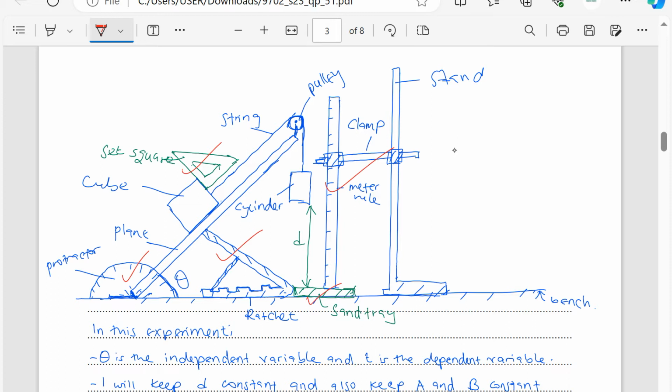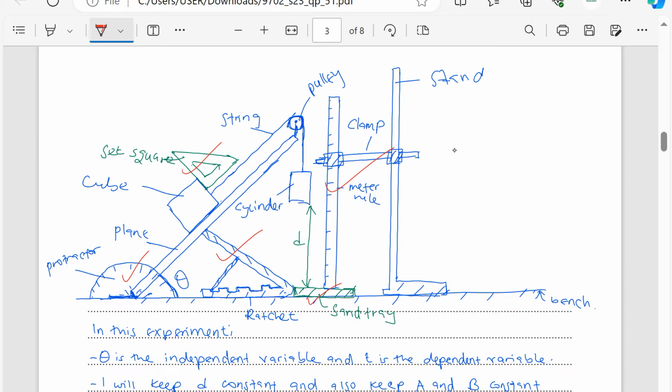So I have many marks here. Even if I don't write about the sand tray in the essay, I'll get the mark. Even if I don't write about the meter ruler in the essay, I'll get the mark. Even if I don't write about the ratchet in the essay, I will still get a mark because it will be seen in the diagram. Note that I may use light gates. This is just an addition. Anyway, I'll talk about that later on. But let me talk about it here.